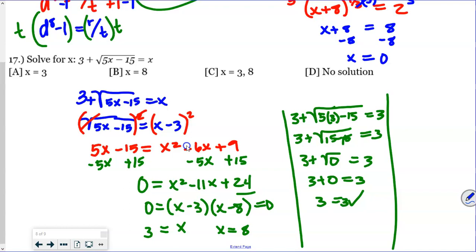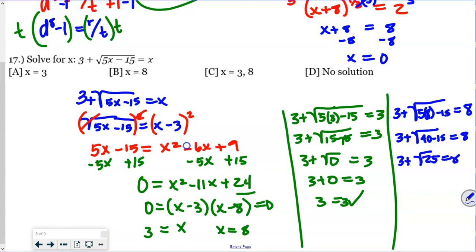So now we're going to do, again, 3 plus the square root of 5 times 8 minus 15. Is that going to be equal to 8? Okay, so this is going to be 3 plus the square root of 40 minus 15. So that's going to be 3 plus the square root of 25. It's lagging again, y'all. Does that equal 8? Well, this is 3 plus 5, right? And 3 plus 5 is 8. So 8 equals 8. So, yep, checks out.